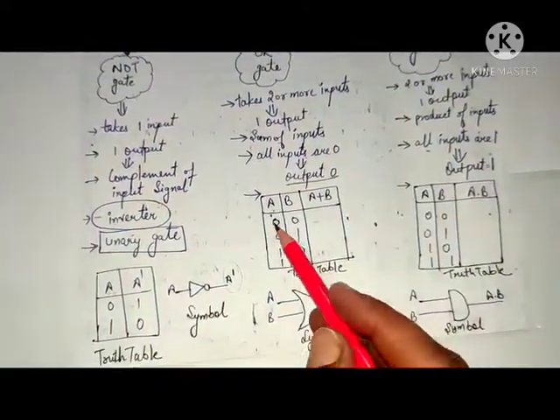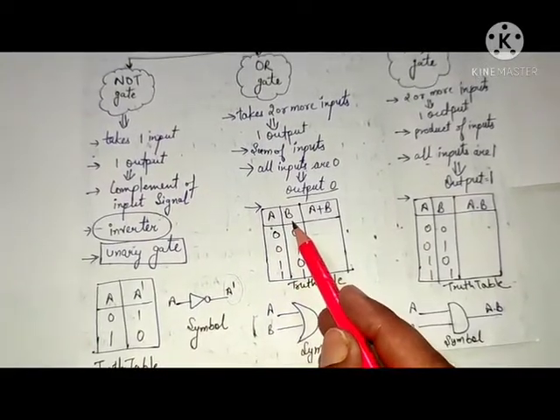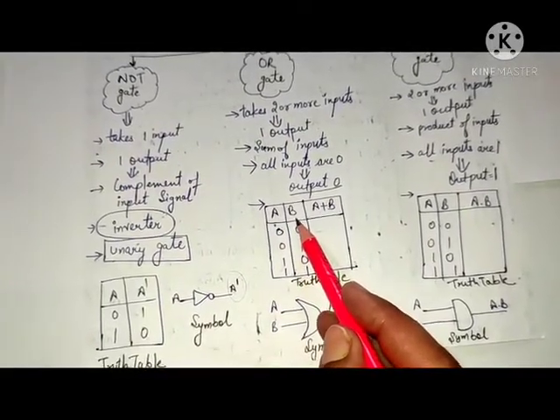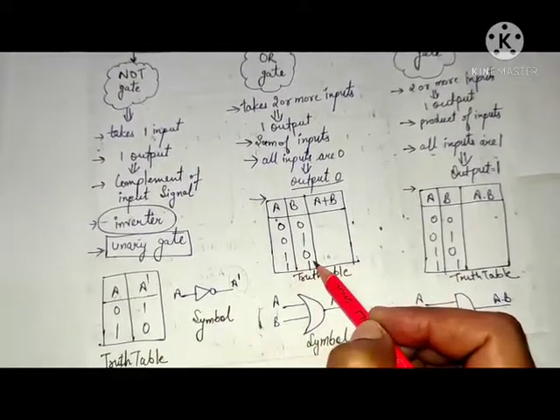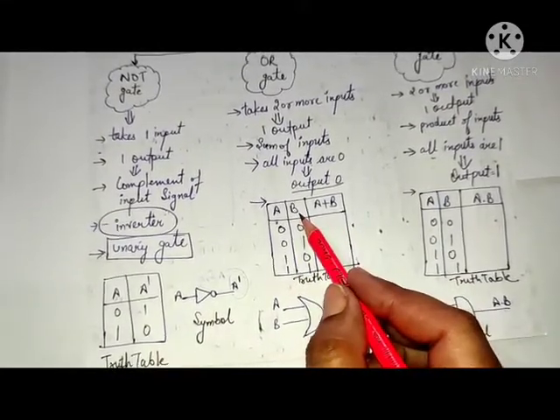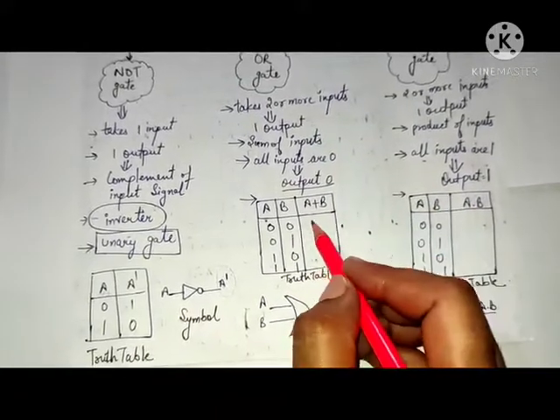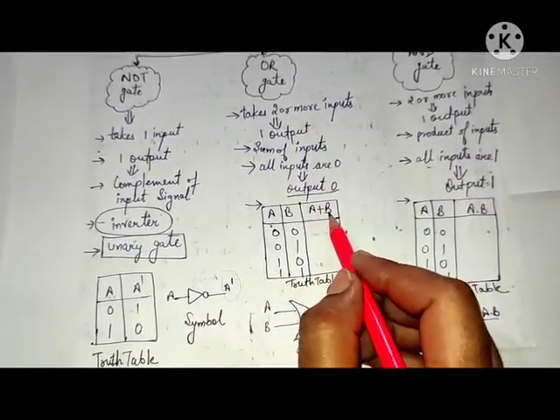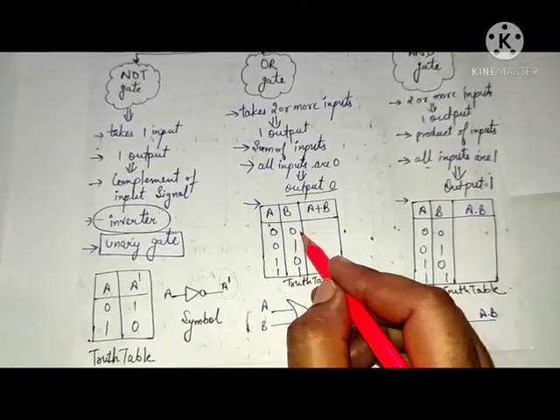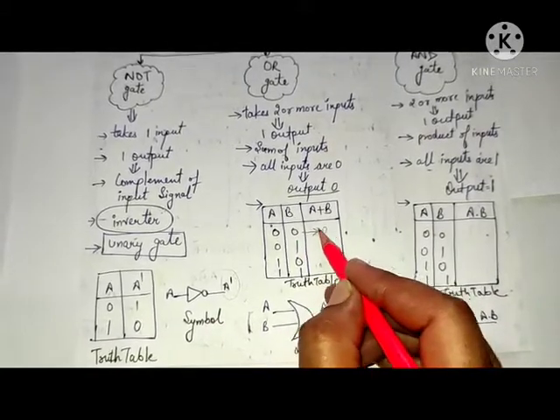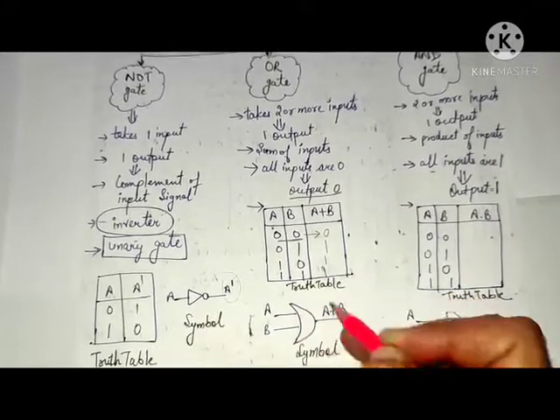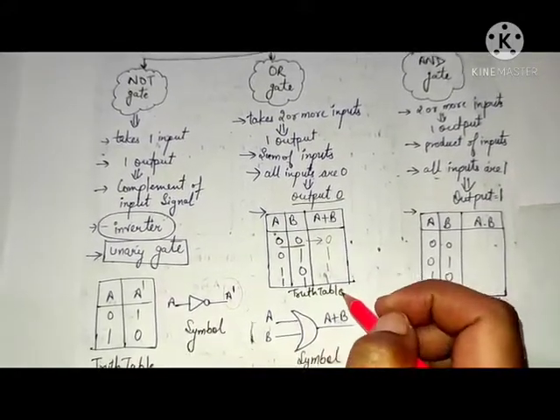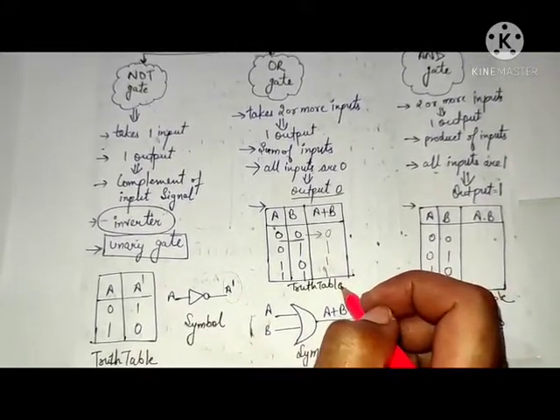See here, I am taking two variables to perform the OR operation. So I am taking 4 combinations of it because there are two variables. And when we are performing A plus B, there is only one case when the output is 0, when all the inputs are 0, otherwise the output is 1. This is the truth table for OR gate.